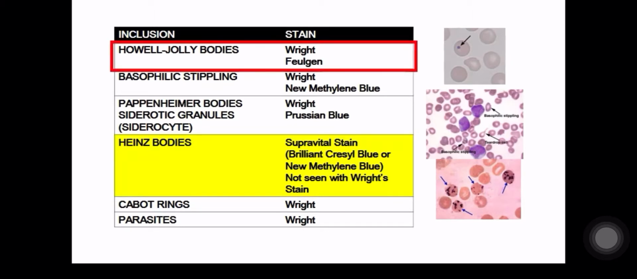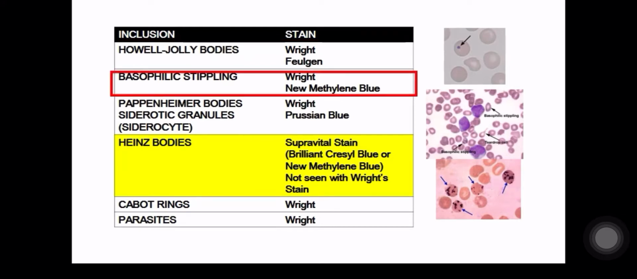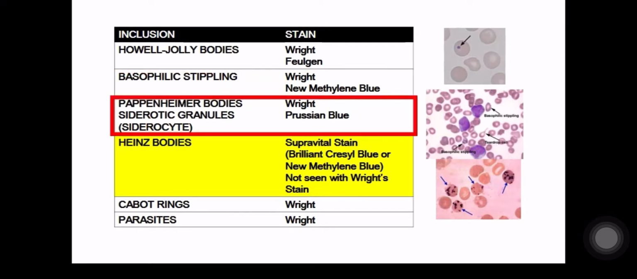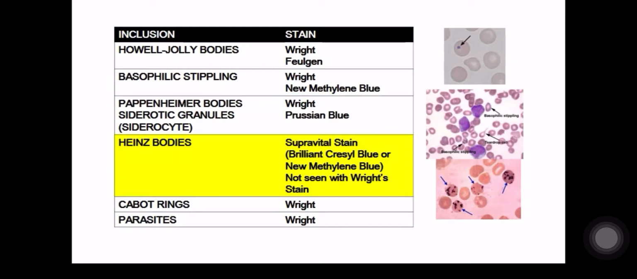Howell-Jolly bodies can be stained with Wright's stain. Basophilic stippling can be stained with Wright's and new methylene blue. Pappenheimer bodies, or siderotic granules or siderocytes, can be stained with Wright's or Prussian blue. And Cabot rings, which are said to be remnants of the mitotic spindle, can be stained with Wright stain. And also, parasites can be stained with Wright stain.